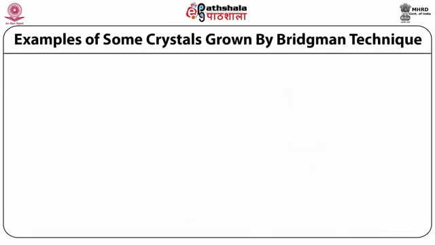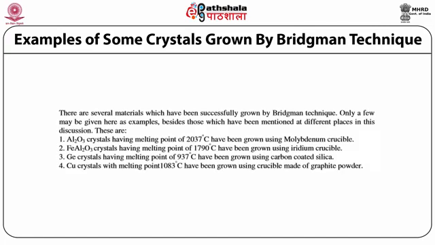Examples of some crystals grown by Bridgman technique. There are several materials which have been successfully grown by Bridgman technique. Only a few may be given here as examples, besides those which have been mentioned at different places in this discussion. These are Al2O3 crystals having melting point of 2037 degrees centigrade, have been grown using molybdenum crucible.